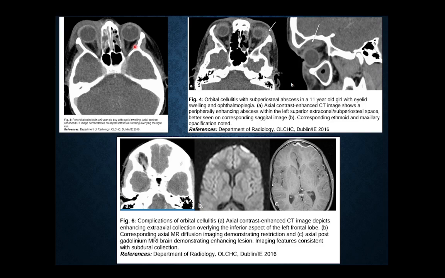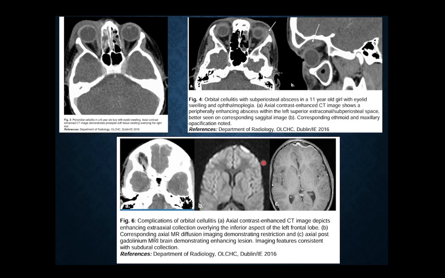So here, if you can see this image on the left side, top, this is periorbital cellulitis, this is intraorbital cellulitis, but it is still extraconal, okay? It is anterior to the lateral rectus muscle, adjacent to the eye globe. On this image, this is subperiosteal inflammation with a small abscess formation.